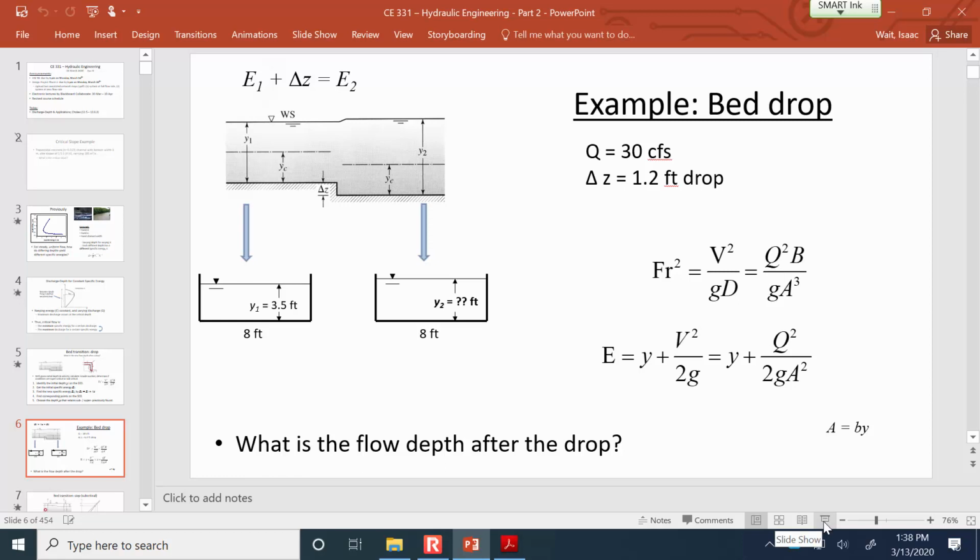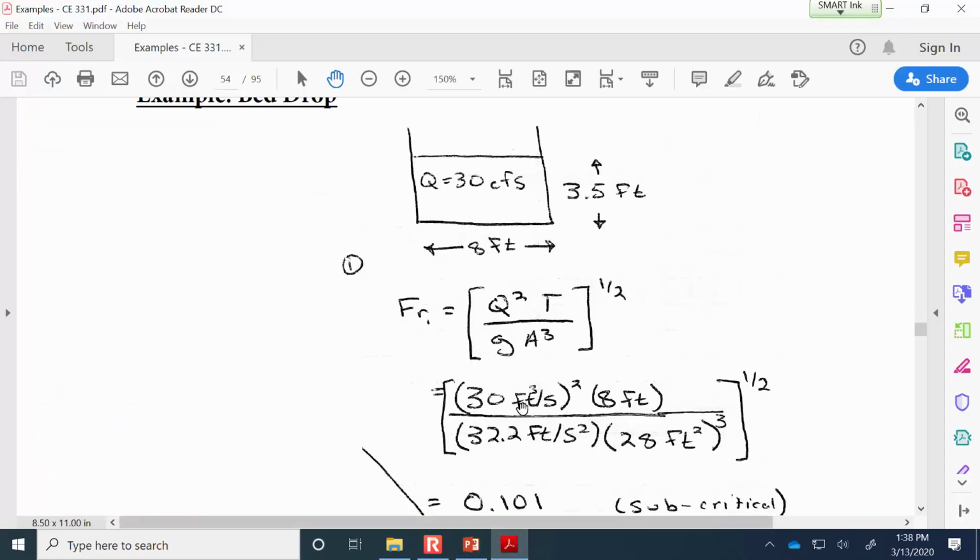All right, so first things first, we have to know what's the Froude number. So we substitute in the 30 cubic feet per second as the Q, square that. The T here means the top width. So that's the same thing as B, capital B, that you see in some formulas. It means the top of the channel. And since it's rectangular, no matter what the depth is, the top width is always going to remain 8 feet for this channel. So then g is 32.2, and then the cross-sectional area is 3.5 feet by 8 feet, so that's 28 square feet, and we need to cube that term. So the Froude number of 0.101, since it's less than 1, that means the flow regime is subcritical conditions.